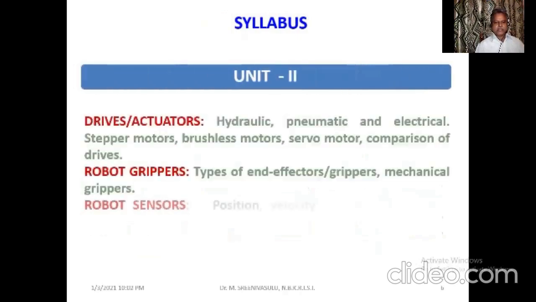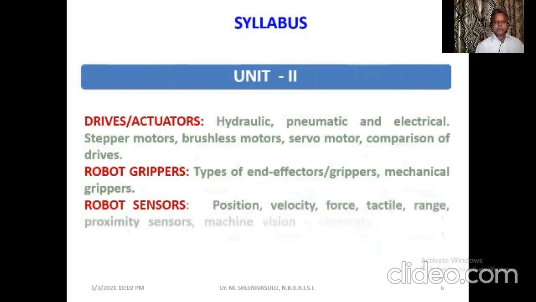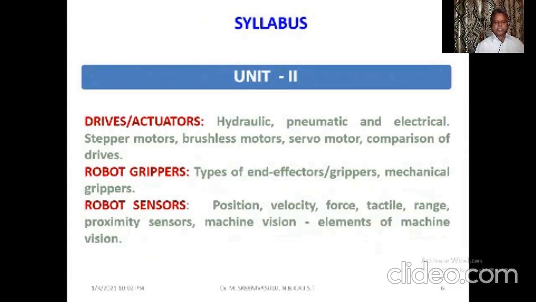various drives and actuators that are trying to drive the robot. For achieving different types of motions, we take the support of different drives and actuators, like hydraulic, pneumatic, electrical, with the support of certain types of motors like stepper motor, brushless motor, servo motor, and comparison among them. In addition to that, different types of robot grippers are going to be dealt, in particular various configurations pertaining to mechanical types of grippers will be dealt in detail.